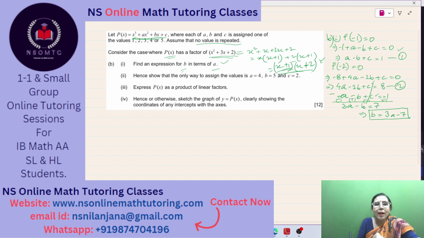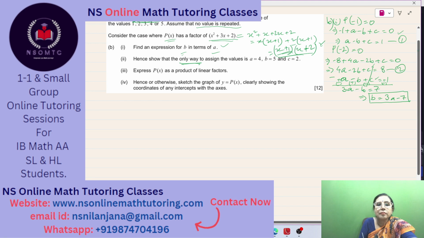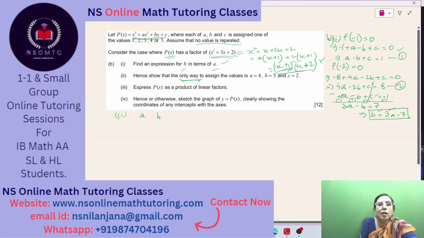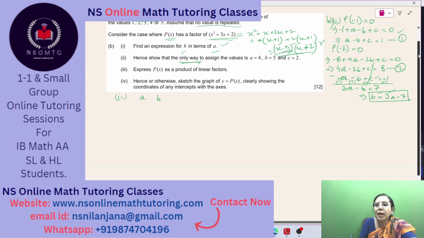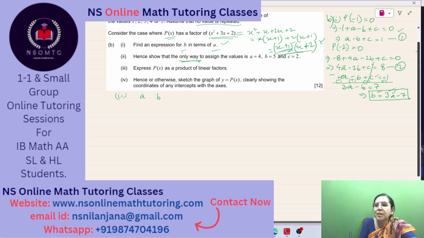Okay. We have answered subpart I. Now coming to subpart II. Hence show that the only way to assign the values is a equal to 4, b equal to 5 and c equal to 2. Okay, let us check. First of all, let us restrict ourselves to a and b values. And since the numbers are 1, 2, 3, 4, or 5, I'm taking a as the independent variable, b as the dependent variable.